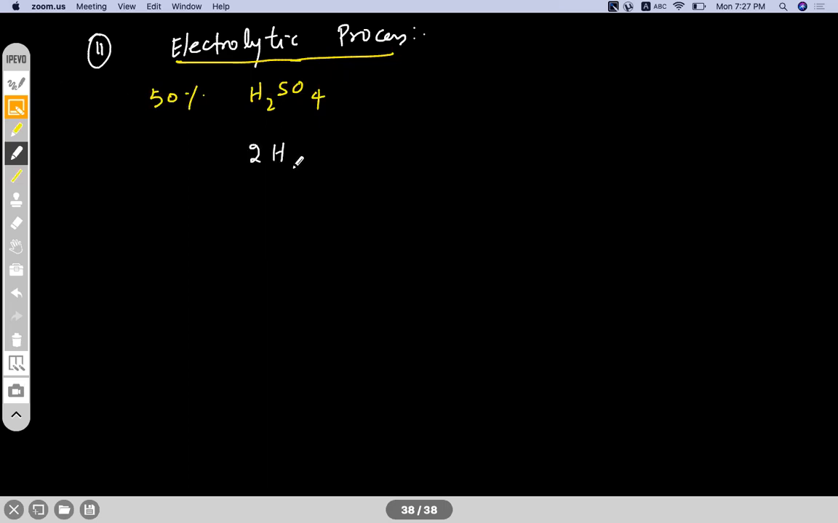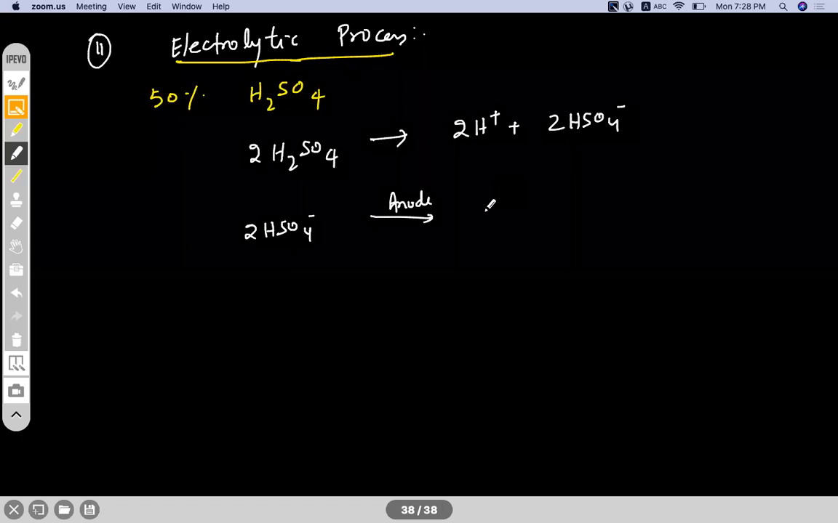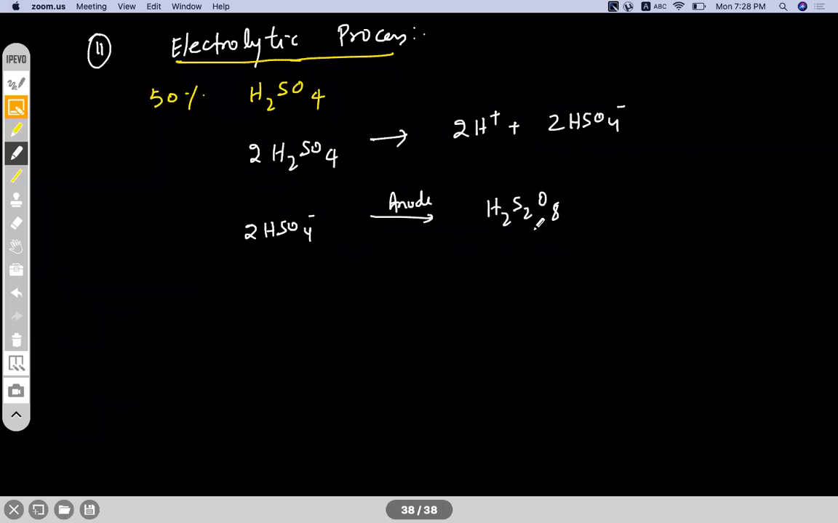So this H2SO4, two molecules of it, dissociates as 2H+ plus 2HSO4-. And this 2HSO4- at anode gets oxidized into H2S2O8, peroxide disulfuric acid. Two electrons go out. At the anode, the reaction is this. Now this H2S2O8 goes under hydrolysis and converts into acid and H2O2.